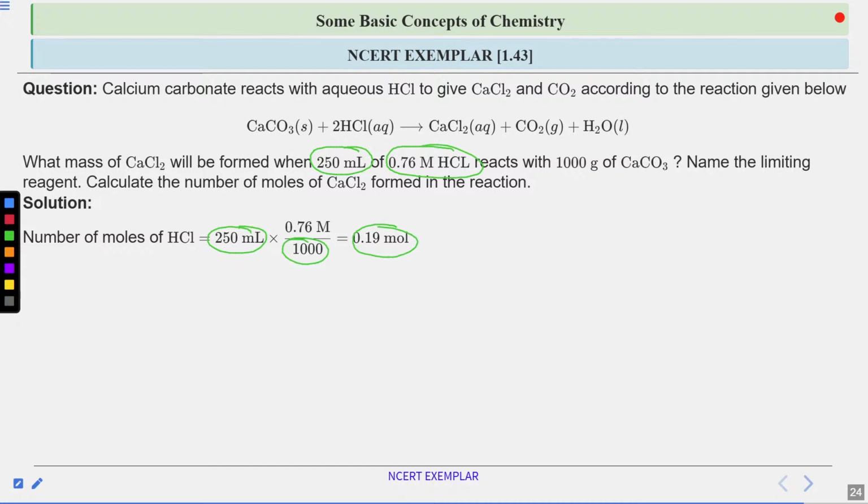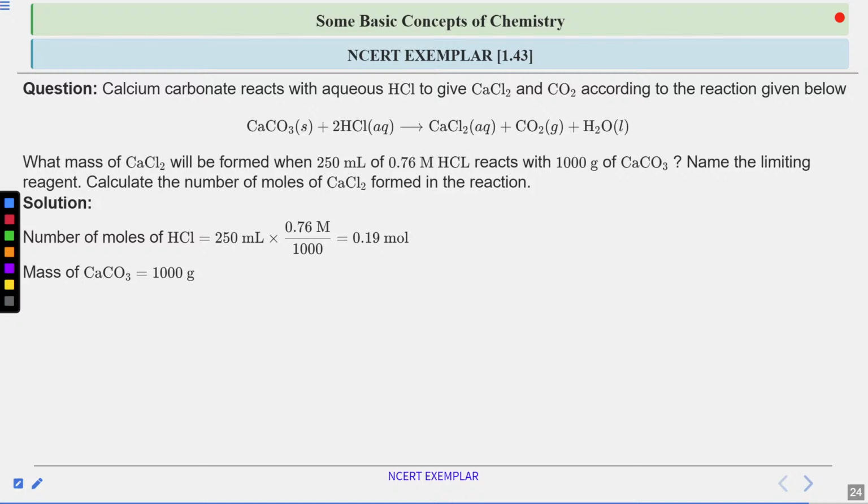For the case of HCl, we don't have the given mass of HCl, so we don't use that formula. The symbol of millimole is mmol. But here we are calculating the moles directly. Yeah, we use the molarity formula. Now moving on to the next step.